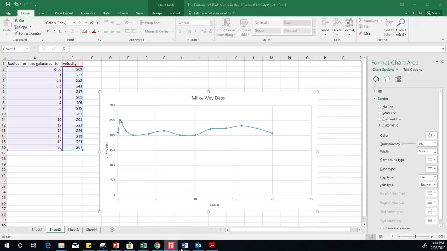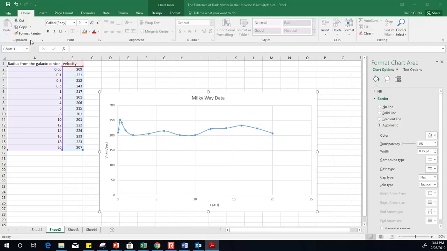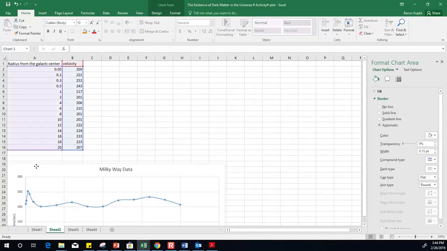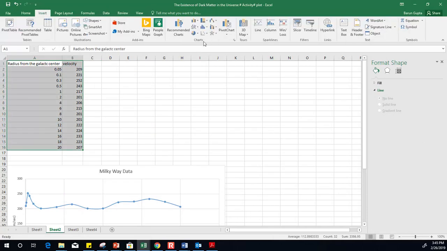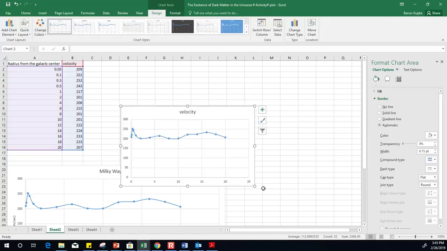Now in the second case you have to plot the radius and the orbital velocity for the Milky Way data. I got all these values and put them in the Excel sheet here. This is the radius and this is the velocity. So how do I plot this data here? Let me show you one more time. Select these two columns, go to insert and select this graph here.